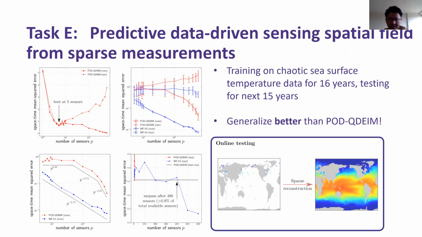I mean, this task is a static task. Even for the benchmark, there's no dynamics involved. So you're just learning a map from sensor measurements to temperature fields at a given time, right? Yes, exactly.